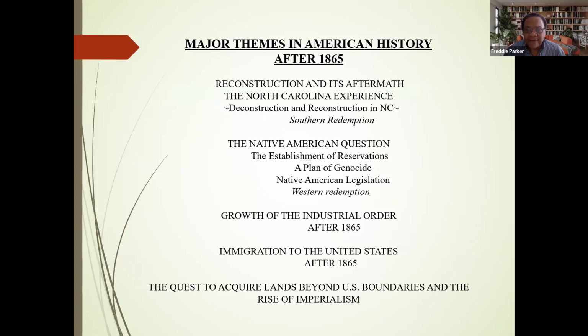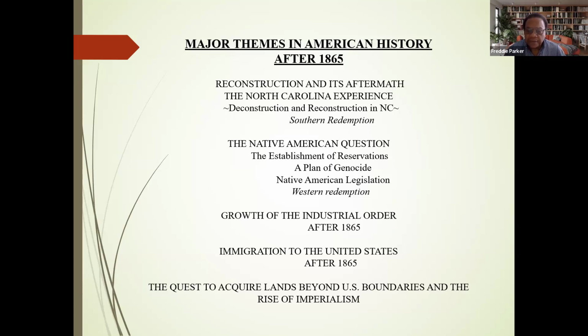I want to look at 5 major themes in American history after 1865. Reconstruction and its aftermath, the North Carolina experience, deconstruction and reconstruction in North Carolina, what we refer to as Southern redemption. Take a look at the Native American question, establishment of reservations, a plan of genocide, Native American legislation, and oftentimes referred to as Western redemption.